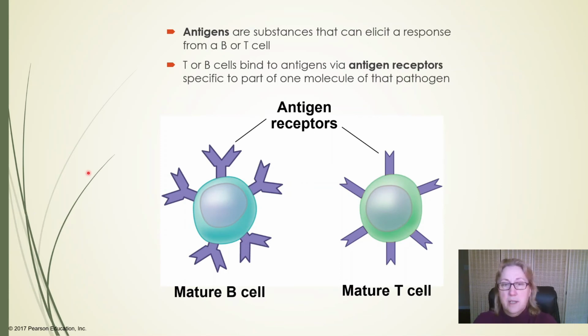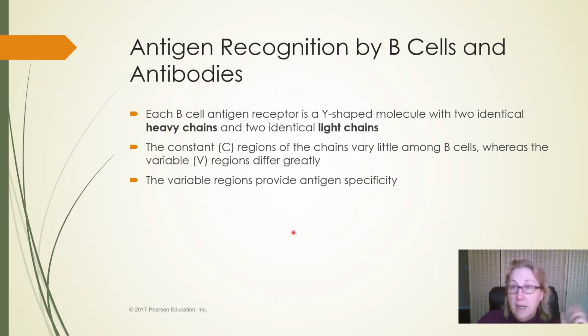So each person has a unique assortment of these different possible genes for making these antibodies or antigen receptors when they're on the surface. The antibody is what we call it when it's secreted. So, antigen recognition by B cells. The B cells have a receptor that has heavy chains and light chains.